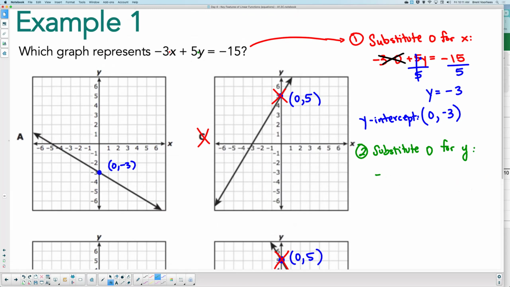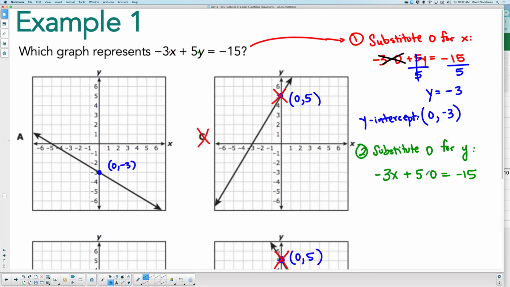So it looks like this. Negative 3x plus 5 times 0 equals negative 15. Now I told you a few times, when you substitute 0, what can you do with that part of the equation? Okay, you haven't caught on yet. You can always cancel it out. Let me show you why.